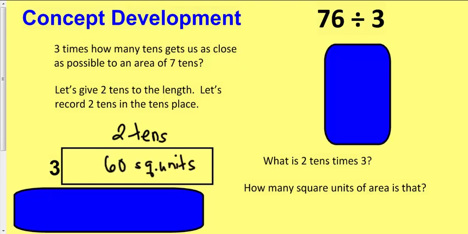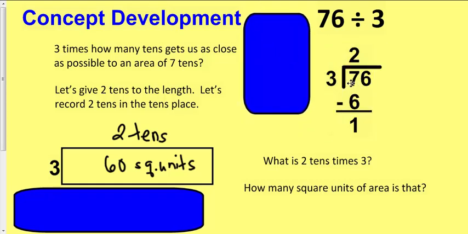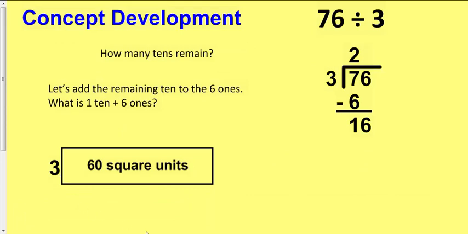And then with my long division, that would look like this. 76 divided by 3, and there's my 2 tens. 2 times 3 is 6, and that's going to leave 1 ten left over. But then when I add my ones to that, now I've got 16. Okay, so I've got 16 here.